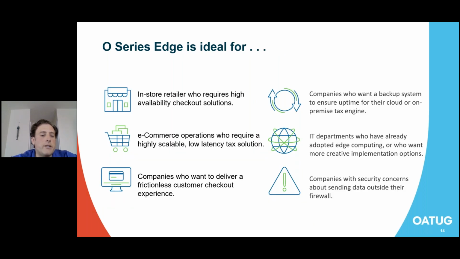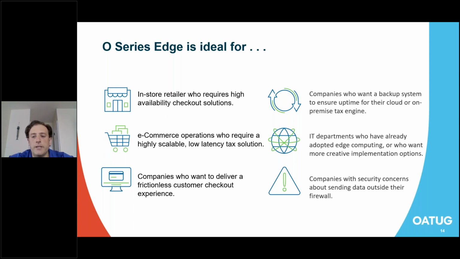O Series Edge is ideal for, we've talked a lot about the retail cases, in-store retailers and e-commerce operators, and any company that really wants to deliver a frictionless customer checkout experience where they want control over how they interact with their customers to an extreme level of detail. O Series Edge provides that to them from a tax perspective so that they're not breaking all of their paradigms just to get tax calculation.